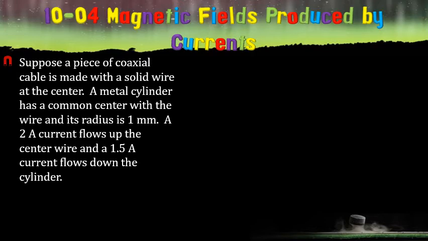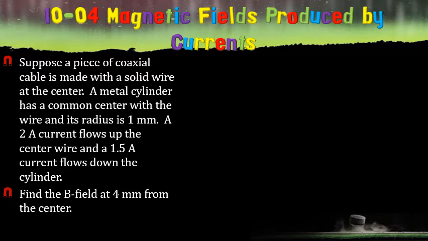All right, time for some more examples from lesson 4. Suppose you have a piece of coaxial cable made with a solid wire at the center. The metal cylinder has a common center, hence the name coaxial, with the wire and its radius is 1 millimeter. A 2 amp current flows up the center wire and a 1.5 amp current flows down the cylinder. Find the magnetic field at 4 millimeters from the center.